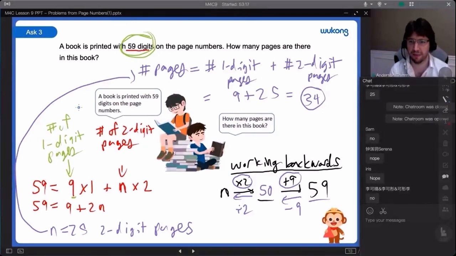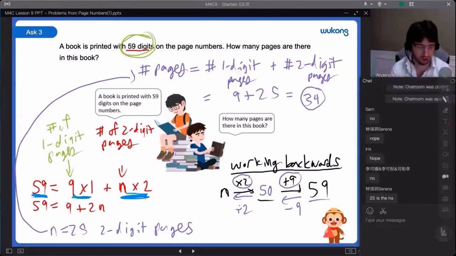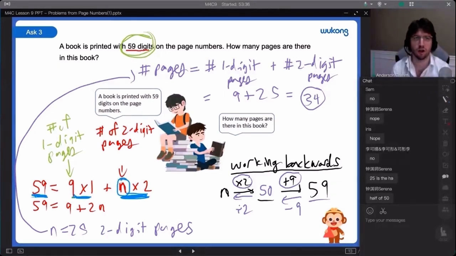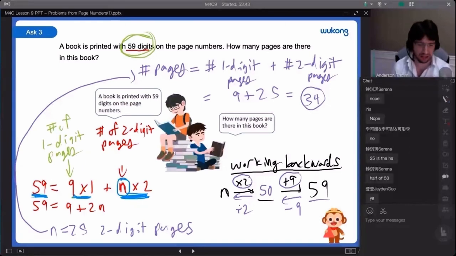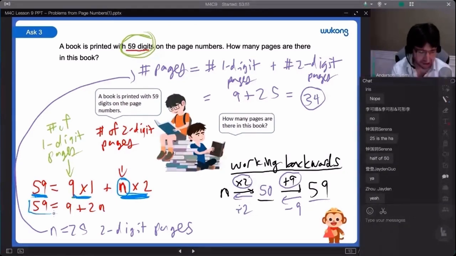Okay, so I want to break up the 59 digits into the digits coming from the 1-digit pages and the digits coming from the 2-digit pages. So I know how many 1-digit pages there are. There have to be 9. Okay, so I'm not sure how many 2-digit pages I have. So I just for the moment made a variable. I called it n. So n stands for number of 2-digit pages. Okay, and so this 9 times 1 is of course 9, and then n times 2 I can write as 2n. And this is the equation I need to solve.